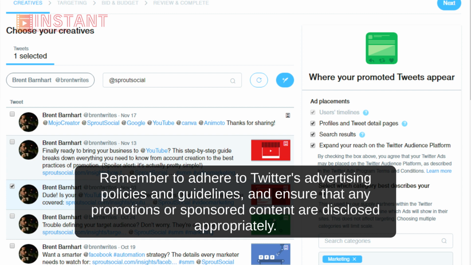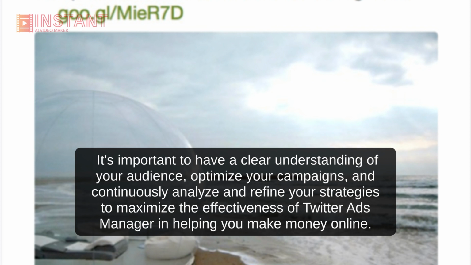Remember to adhere to Twitter's advertising policies and guidelines, and ensure that any promotions or sponsored content are disclosed appropriately. It's important to have a clear understanding of your audience, optimize your campaigns, and continuously analyze and refine your strategies to maximize the effectiveness of Twitter Ads Manager in helping you make money online.